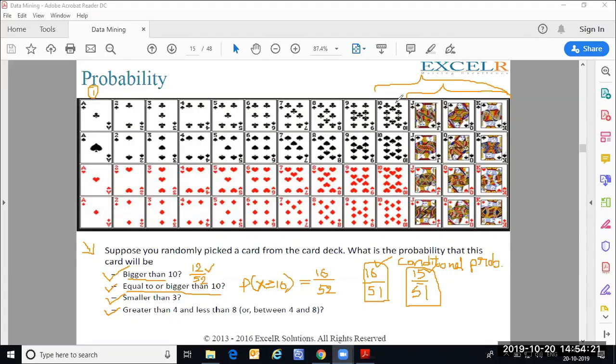Okay. So now what is the probability of a card being greater than 4 and less than 8? 12 by 52. Greater than 4 and less than 8 means we are looking at these three, 5, 6, 7. The overall 12 cards are there, 12 by 52. Clear?